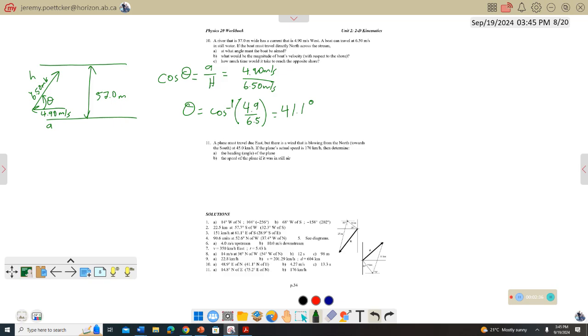What would the magnitude of the boat's velocity be with respect to the shore? All right, at this point we'll do this in blue. We're looking for this side of the vector triangle, which, assuming this is A and this is B and this is C, we're solving for B, which is the magnitude of the boat's velocity with respect to the shore. So B is equal to the square root of C squared minus A squared.